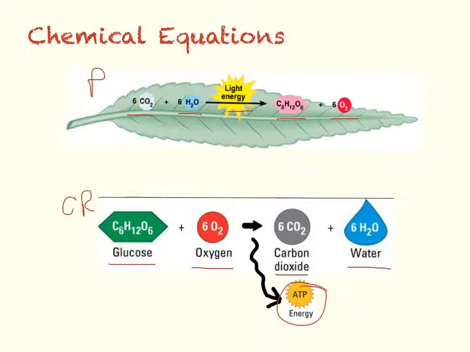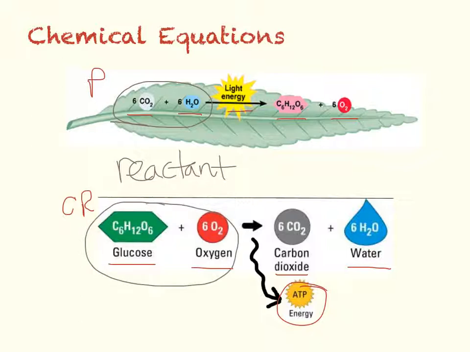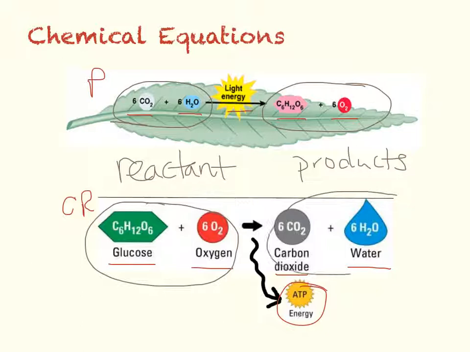Now, just as a reminder, for those of you who may not have been in SSI last year, there's some vocabulary that goes along with chemical equations. The first is the term reactant. So reactants are the parts that you start with for the chemical equation. In this case, for photosynthesis, it's carbon dioxide and water, and for cellular respiration, it's sugar and oxygen. And then the last one that you have is the products. This is what's produced in the reaction, and so in the case of photosynthesis, you have sugar and oxygen, and in the case of cellular respiration, you have carbon dioxide and water.